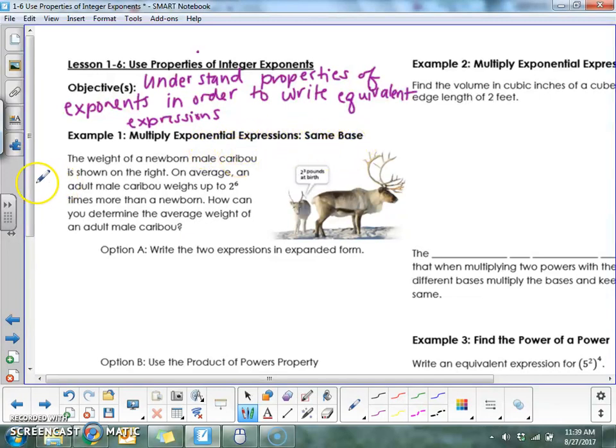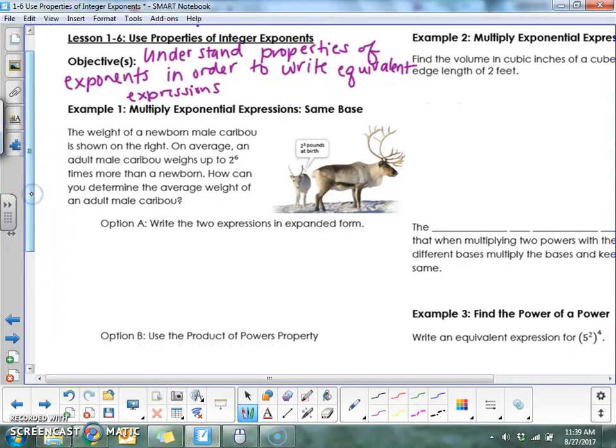So here we have an example, the weight of a newborn male caribou is shown on the right. On average, an adult male caribou weighs up to 2 to the 6th power times more than a newborn. How can you determine the average weight of an adult male caribou? Okay, so for this problem we are multiplying our 2 to the 6th times the original baby's weight, which is 2 to the 3rd power. Sorry, this is 2 to the 6th. So we're going to be multiplying 2 to the 3rd times 2 to the 6th.